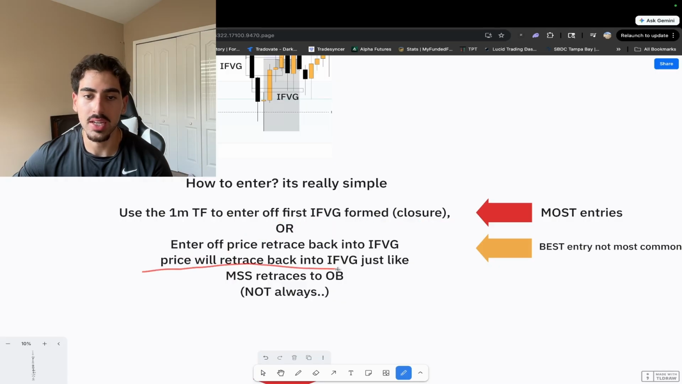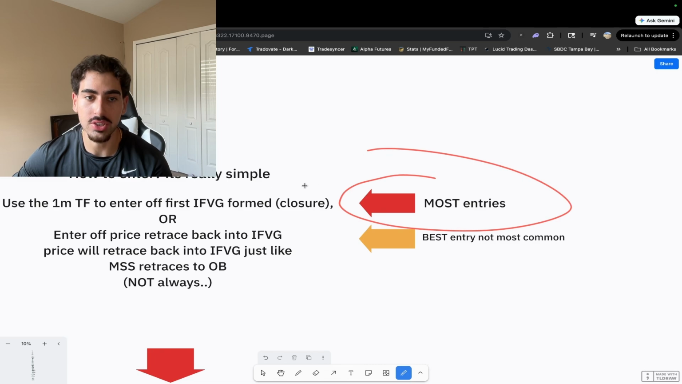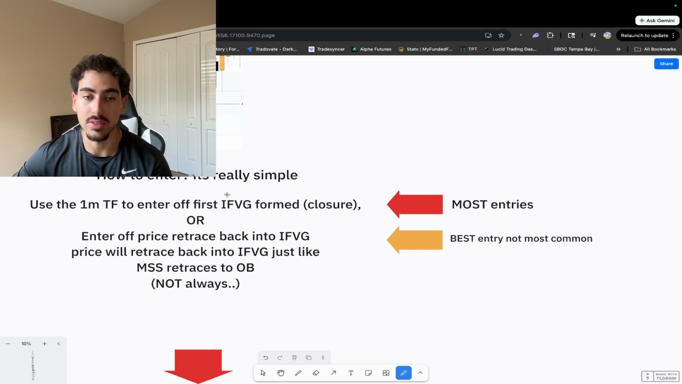Price will retrace back into these IFVGs just like a market structure shift retraces to an order block. This is not always though, and most commonly you want to be entering off that first inverse being formed, that first candle closure. If you want to get the best entry, yes, you can wait until price retraces, but you won't always get this, all right?